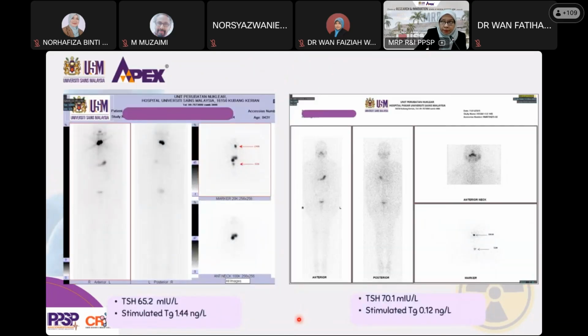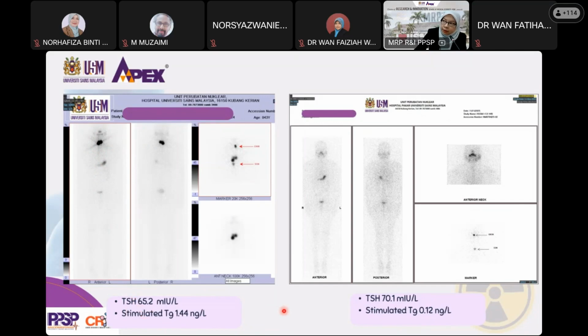This is an example of a scan where a patient has achieved a complete response, or success of treatment. This is the initial therapy. A patient received RI, 30 mCi post-surgery. We can see here that there is uptake in the neck, because as I mentioned before, the surgeon is not able to remove all the residual thyroid tissue, so this iodine will be taken up by the residual thyroid tissue in the neck. Here we can see the TSH stimulated is more than 30 and the TG is 1.44.